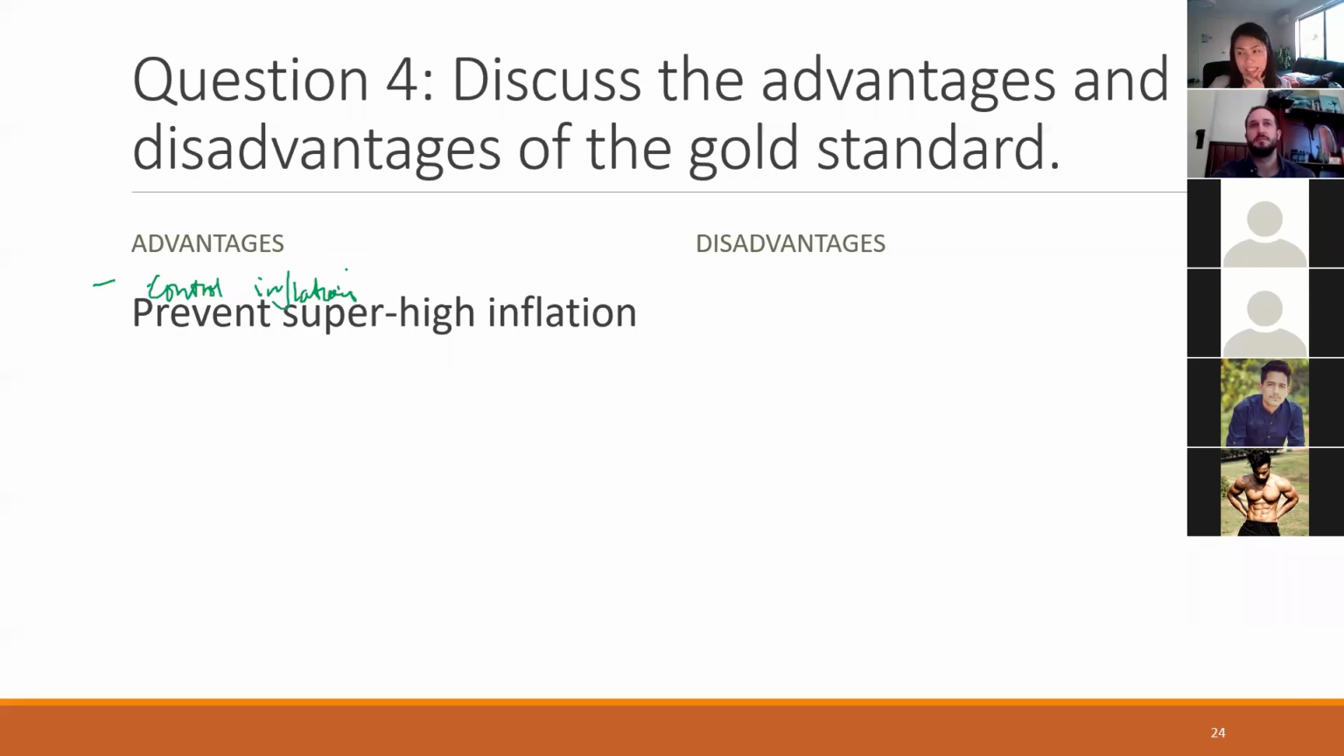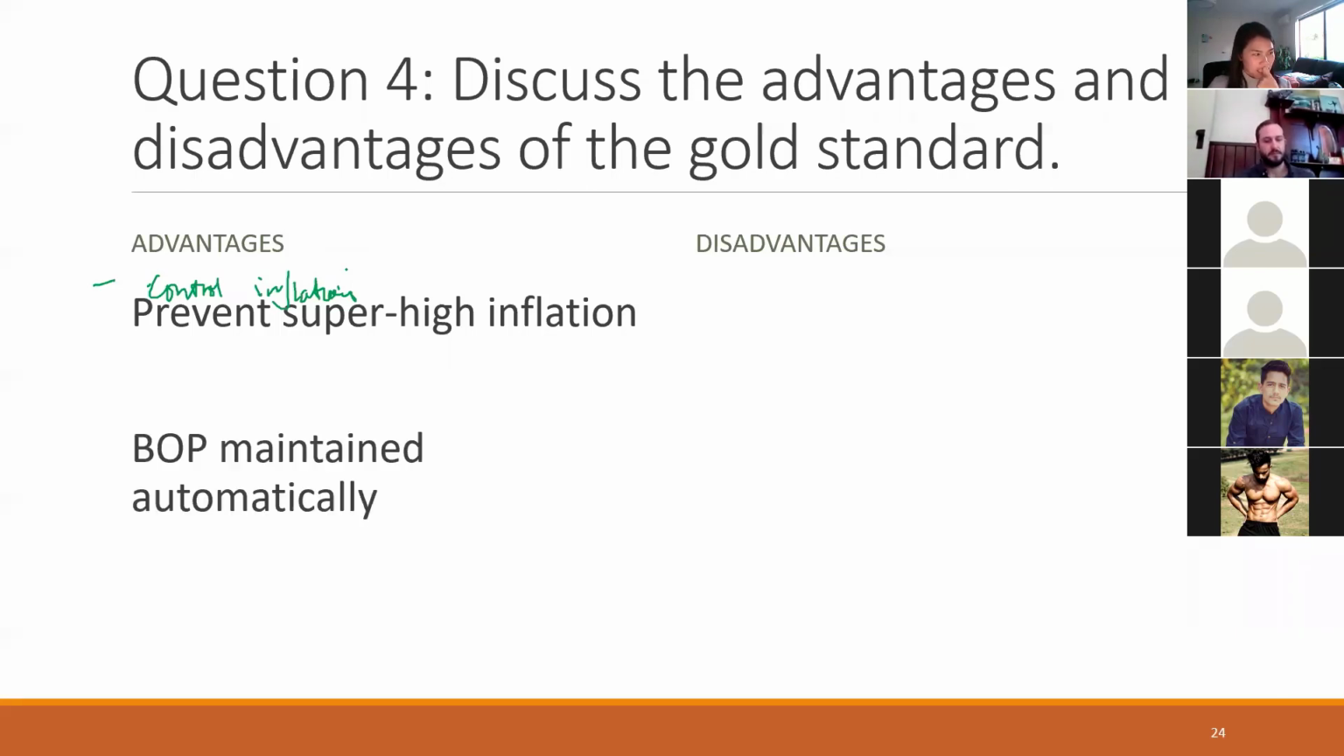Anything else? So with the gold standard, as we mentioned before, whenever you have a trade imbalance, it will be automatically corrected through the counterflow in gold. And so you don't have to worry too much about the balance of payments, okay? Because it will be corrected eventually.